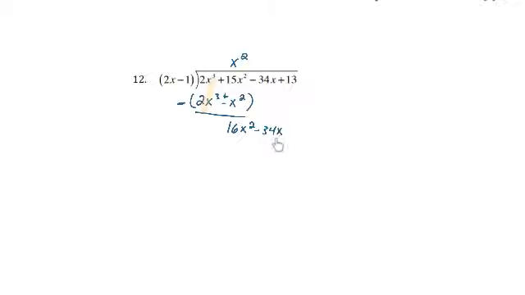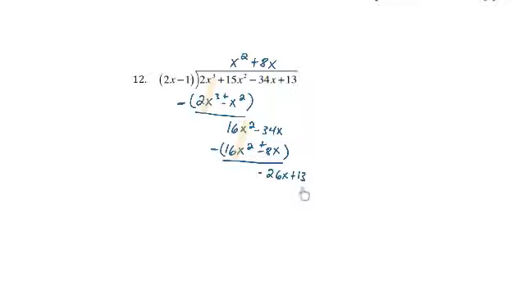Bring down the next term, and then divide 16x squared by 2x squared. It would be 8x. Then you multiply 8x times this, 8x times negative 1. Then you would have to subtract. Subtract means that this would cancel out, the 16x squared. This negative distributes, so now it's going to be positive plus 8x. So negative 34 plus 8x gives you negative 26x.